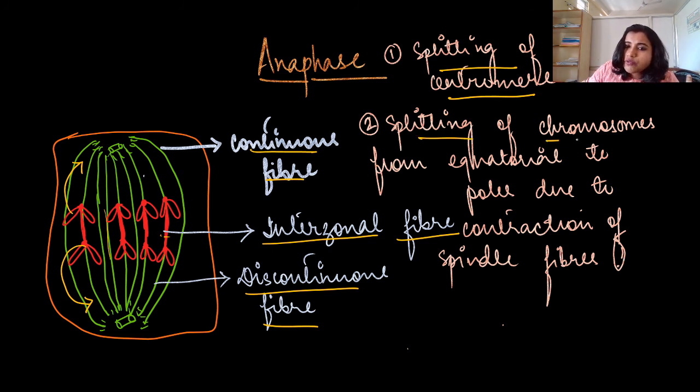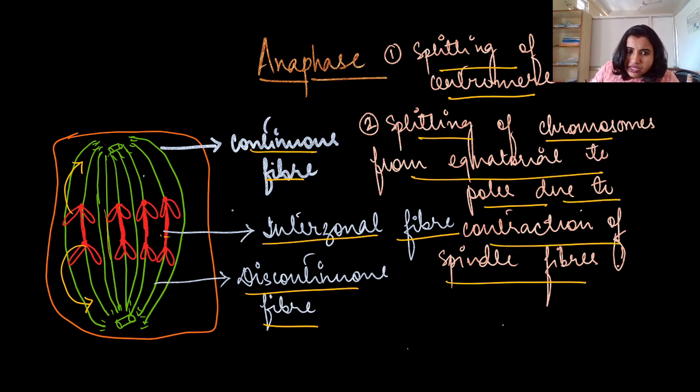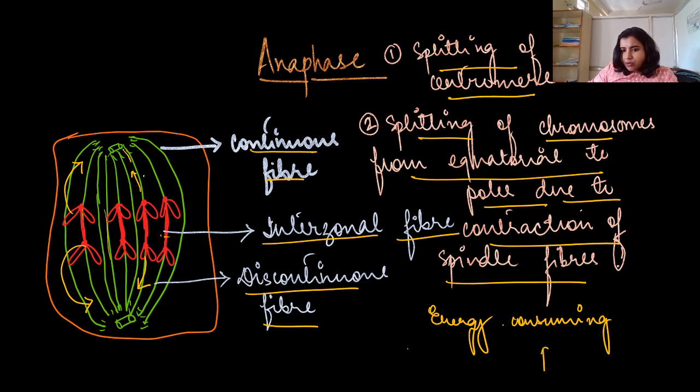The splitting of chromosomes from the equator to the poles is due to contraction of the spindle fiber. This spindle fiber starts contracting, and it will bring the chromosomes to the opposite poles. And this is an energy consuming process. This needs energy.